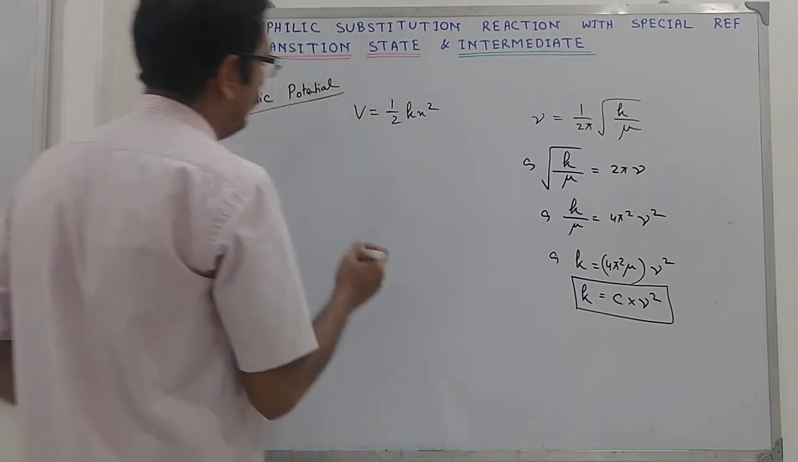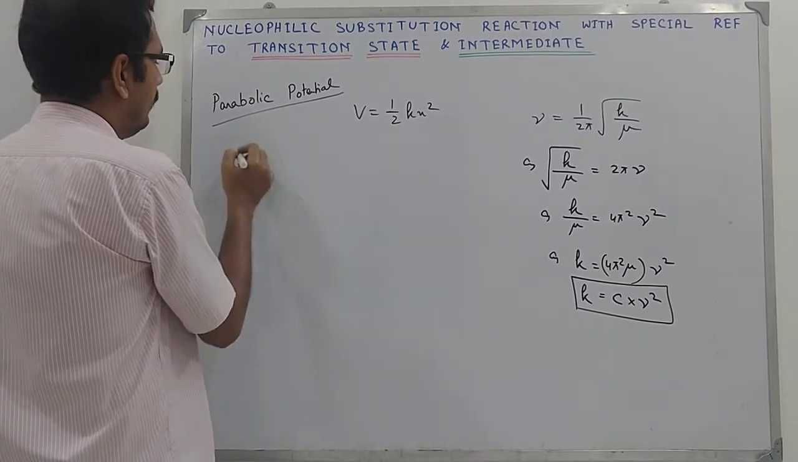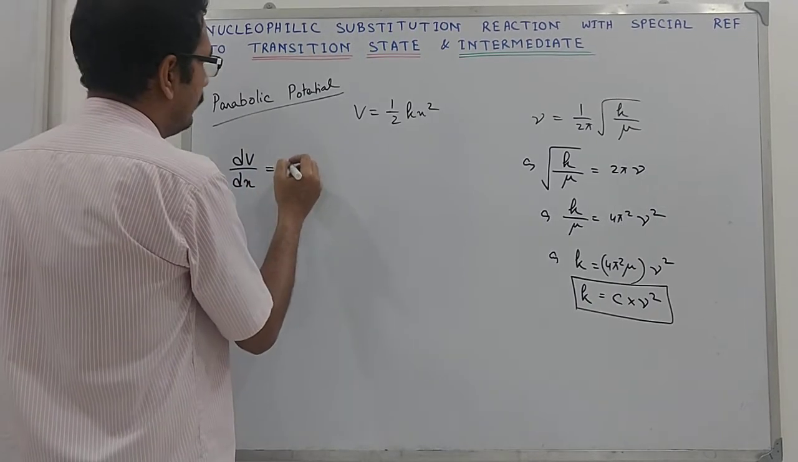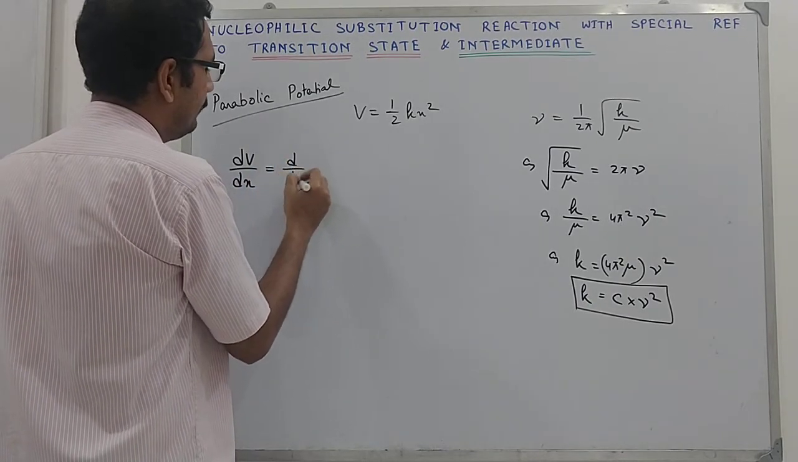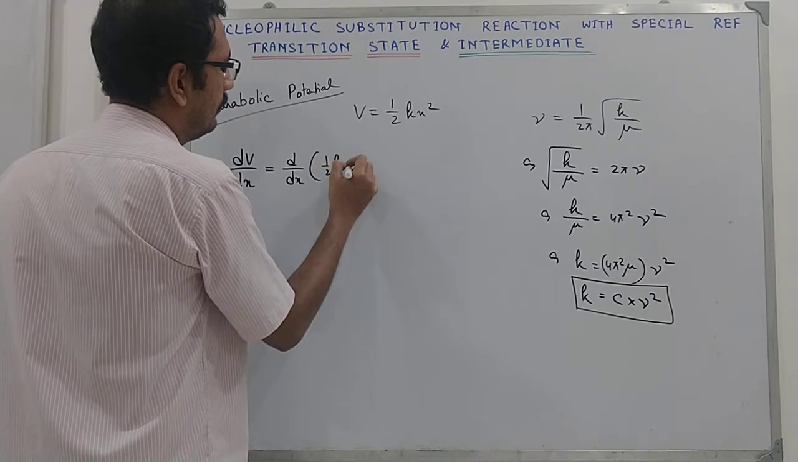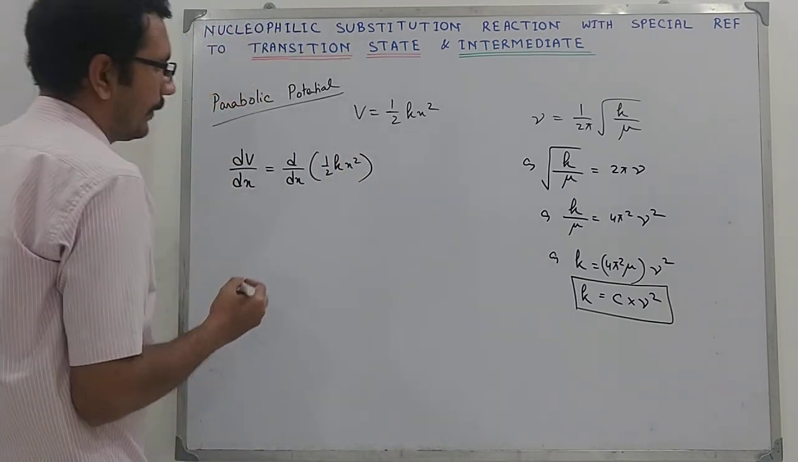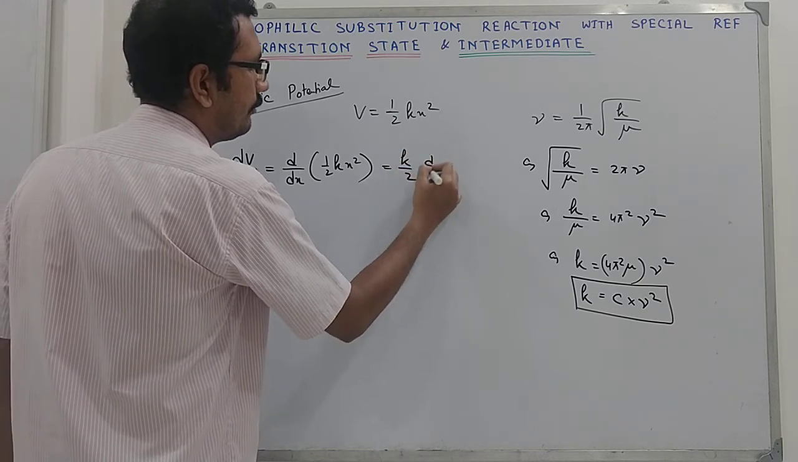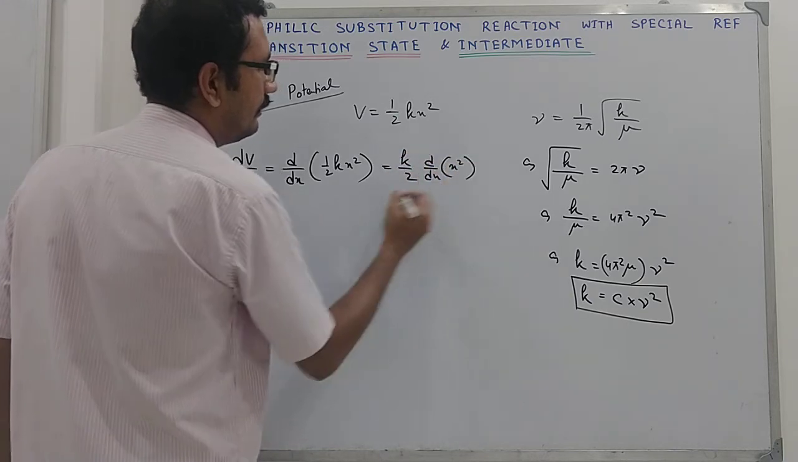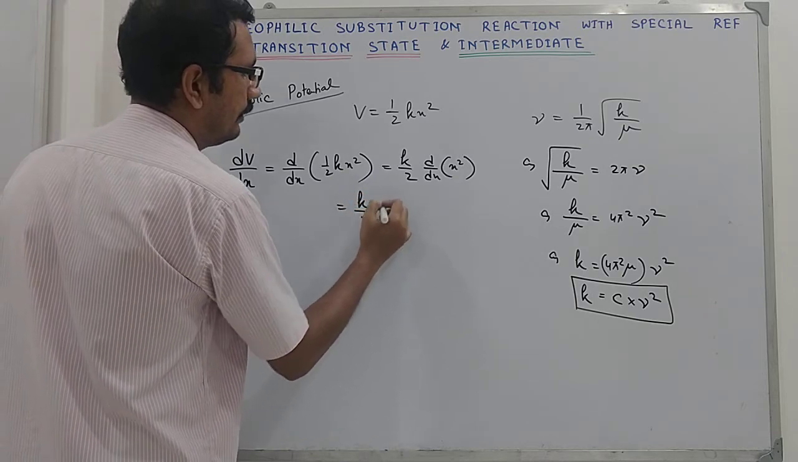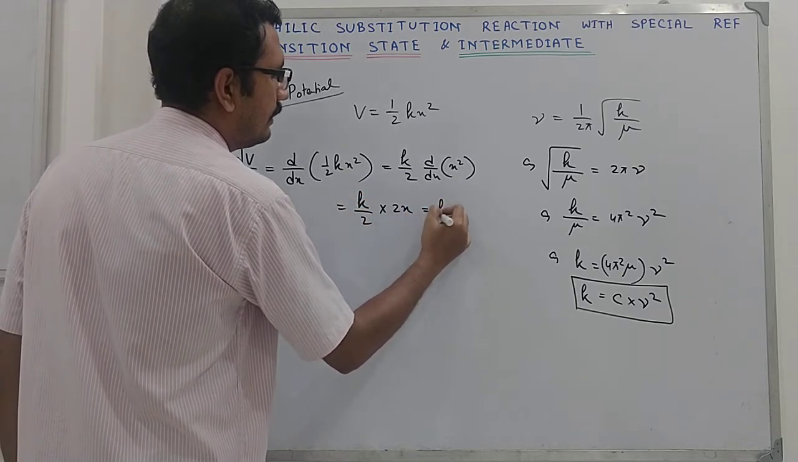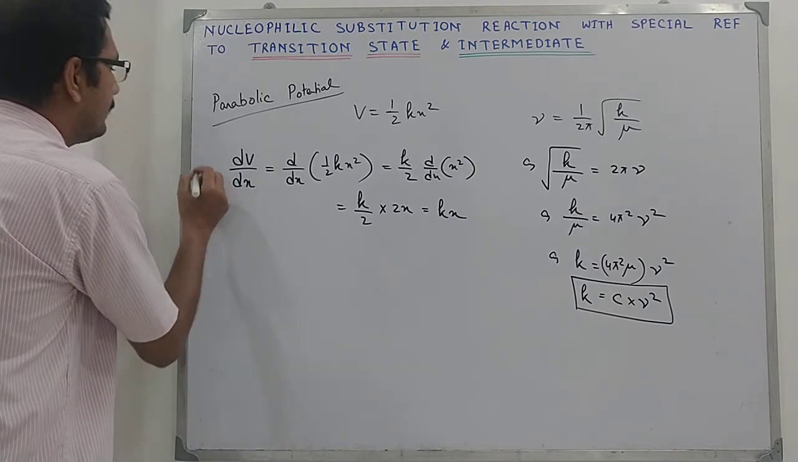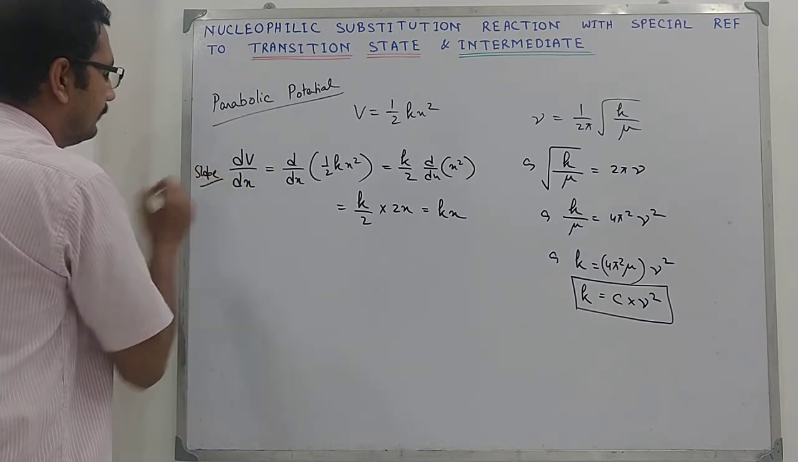Now let us find the slope. So that is given by dV dx. It will be d dx of half kx square. Half and k come out, and it will be d dx of x square. Now it will be 2x, so it is kx. So this gives us the slope of the potential.